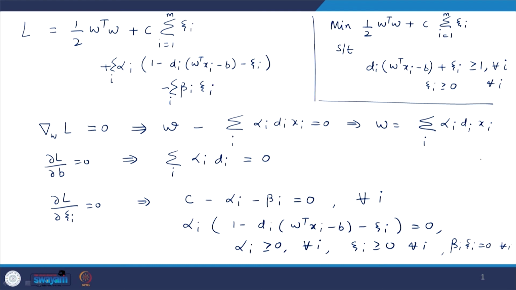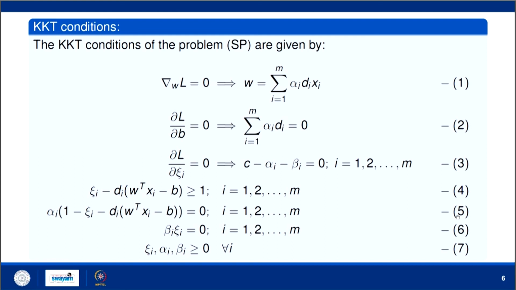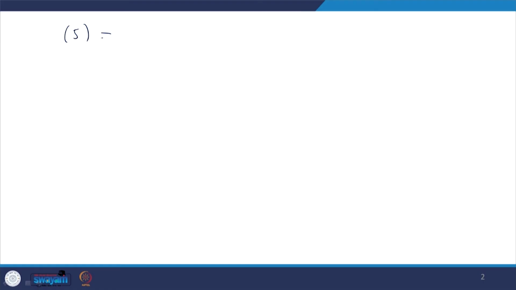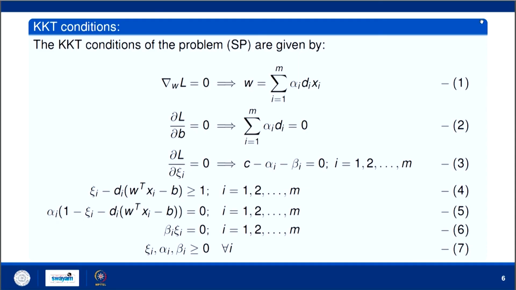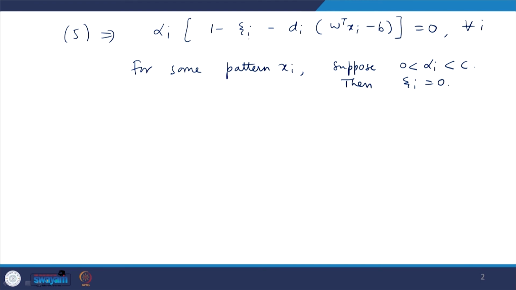Now, how to obtain b bar? b bar can be obtained if you go to the KKT conditions, see KKT condition number 5. From 5 we obtain alpha i times (1 minus xi i minus d i (w transpose x i minus b)) is equal to 0 for all i. Suppose for some pattern x i, alpha i is between 0 and C, then of course xi i will be 0, as we have already discussed.